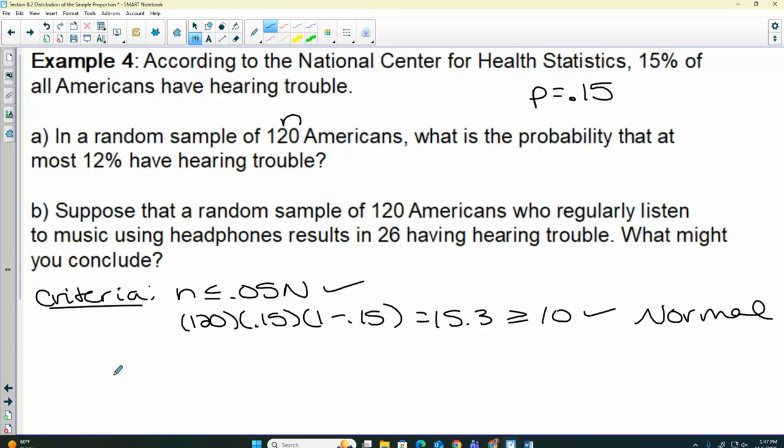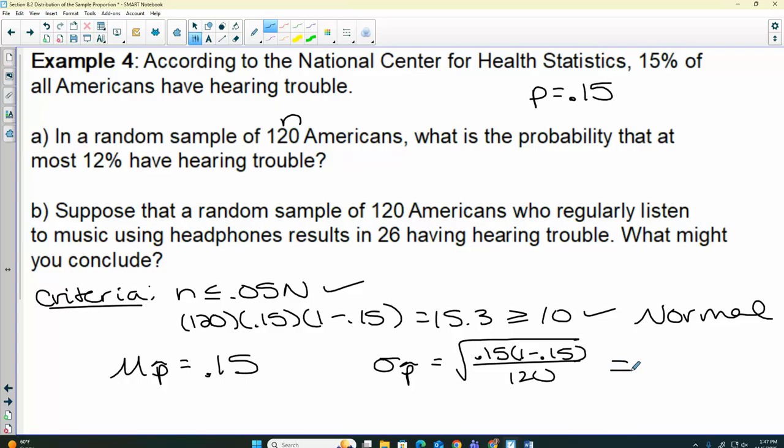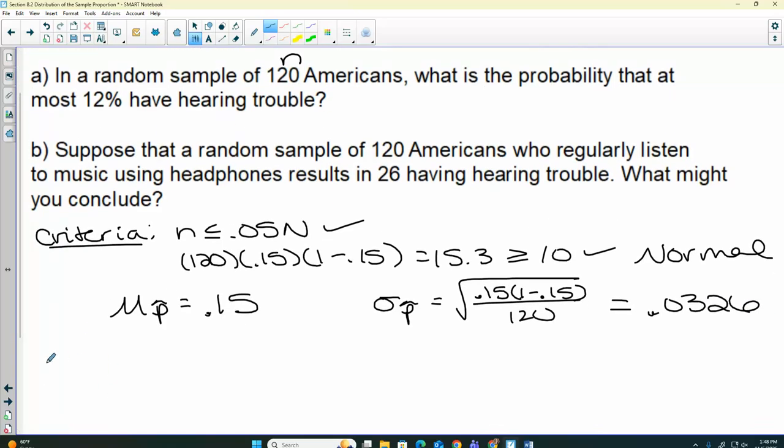We are going to need our mean and our standard deviation before we do any problems. What's the mean of my sample? How do I get my standard deviation? Square root of P times 1 minus P over N. So my standard deviation is 0.0326. So now let's do probability.